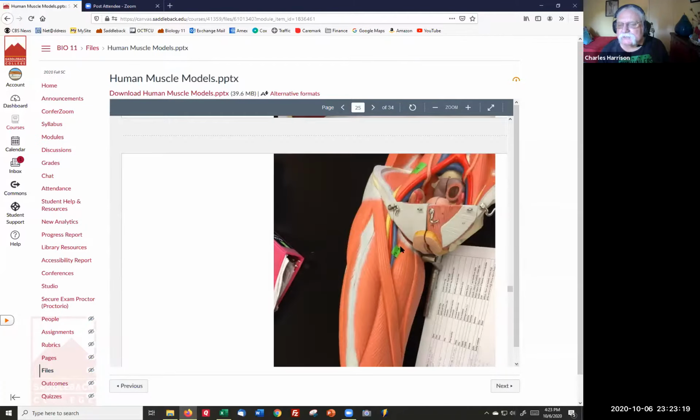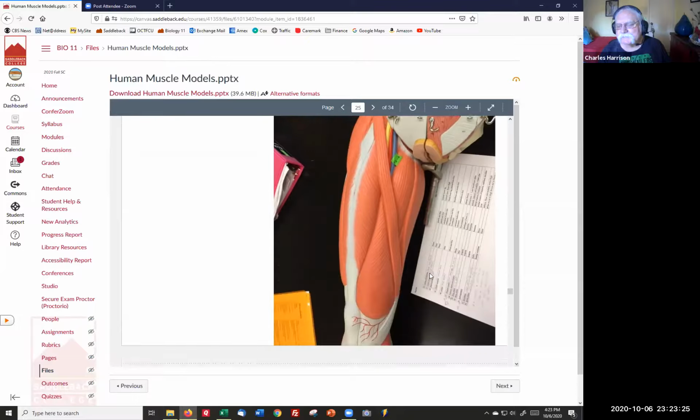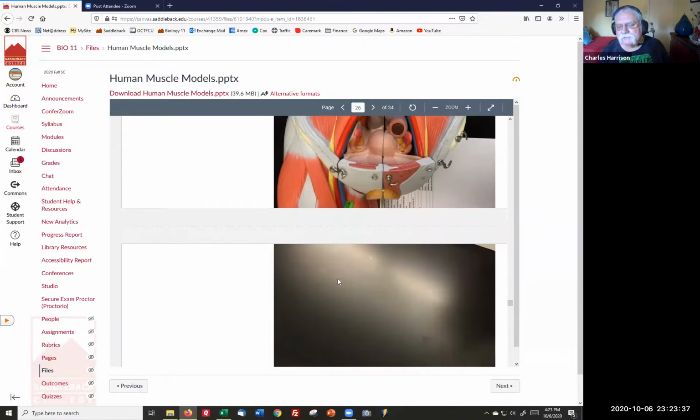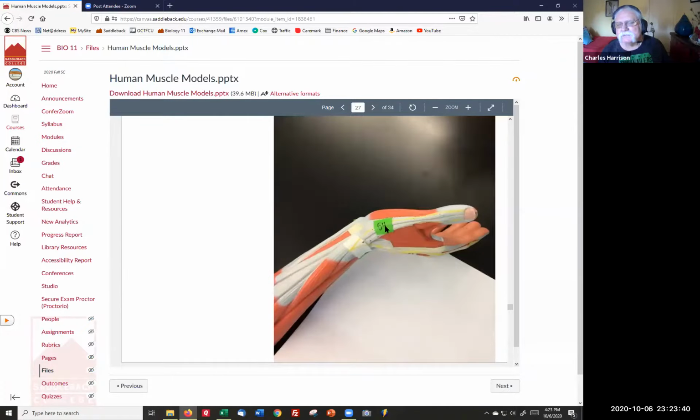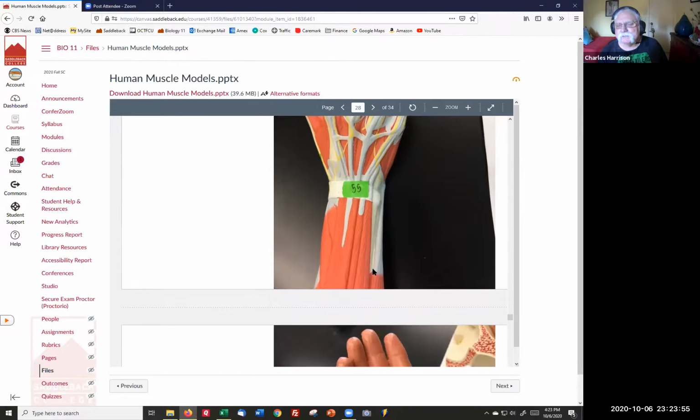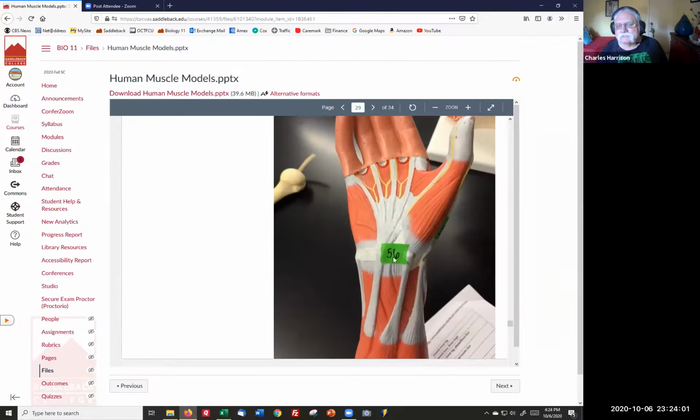Oh, this one's just trying to show the location of the pectineus. This is the psoas major. The extensor pollicis, or hitchhiker's muscle for the thumb. This is the extensor reticulatum. And the flexor reticulatum.